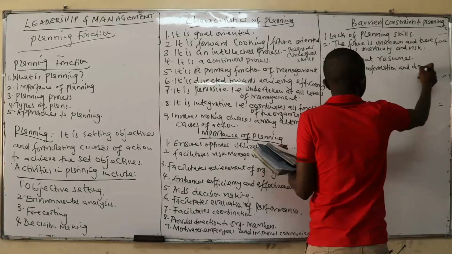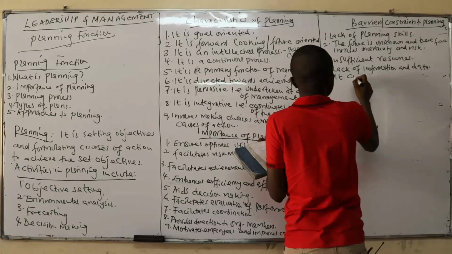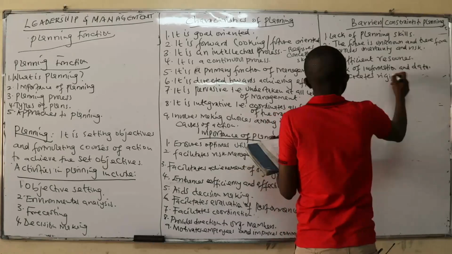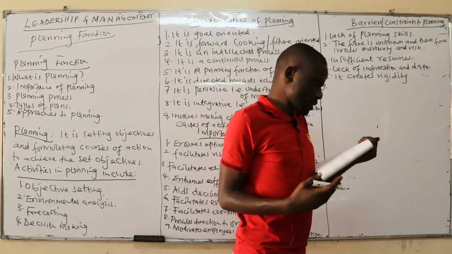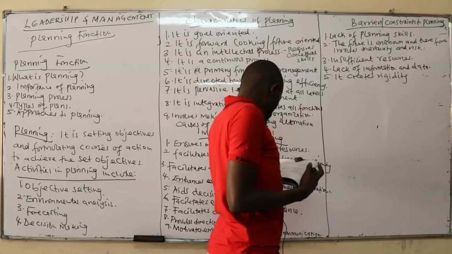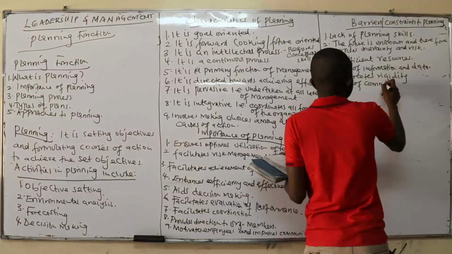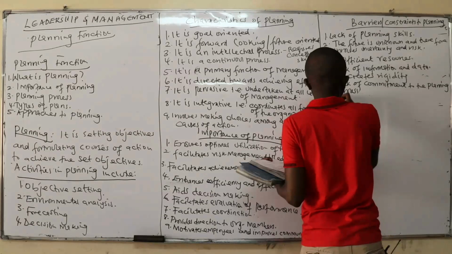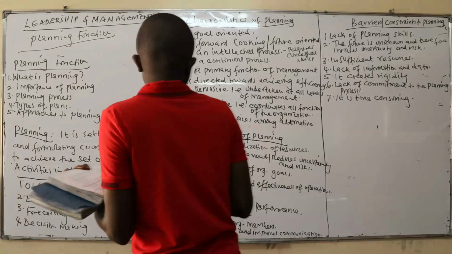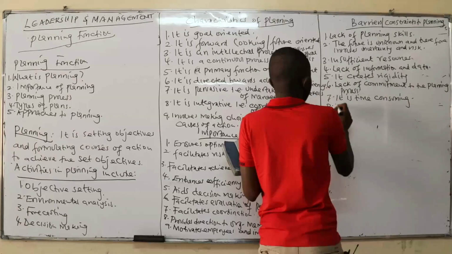Then it creates rigidity. Why are we saying it creates rigidity? In other words, when plans are made, people have to stick to them. And therefore, it limits people from using their own creativity and innovation to undertake organizational functions. Then lack of commitment to the planning process. It's time consuming. Those are barriers. Then also resistance of employees.